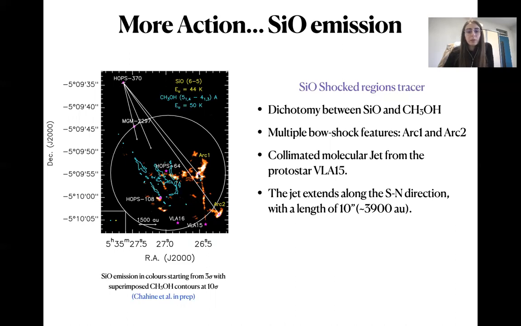You can see here what we have called the ARC1, which is an extended bow shock, and we have also here the ARC2. We could also reveal a collimated jet from the protostar VLA15 that goes in the north-south direction. This jet is revealed for the first time. VLA15 actually is an embedded star that appears to have a nearly edge-on horizontal disk.